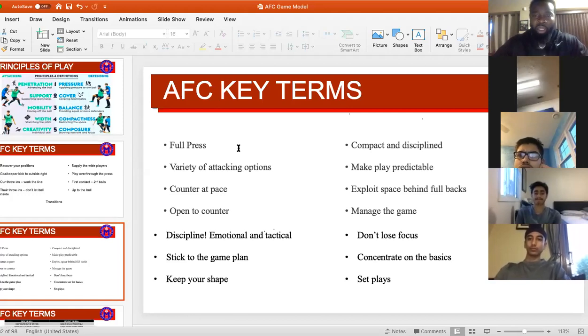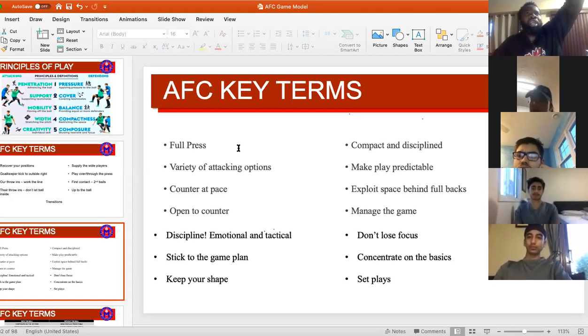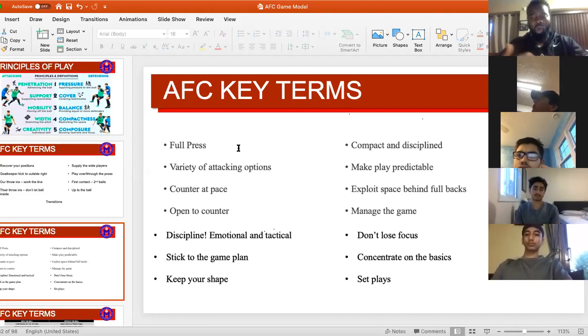Manage the game. The ball goes out of bounds. Why are you rushing to get the ball? Walk to get the ball, or call a guy from way over there on the left side. Say, go get the ball. So you take your time. You manage the game. If the goalkeeper has the ball, you take your time to restart the play and stuff like that. You manage the game.